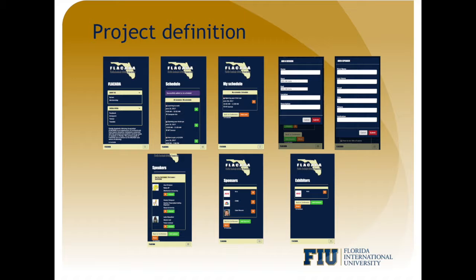What the FLACADA application did is a scheduling application where guests can view sponsors, speakers, sessions, exhibitors. They can also view FLACADA's About Us, social media, and any other outside links like the newsletter, jobs, getting involved with FLACADA. And then they were also able to create an account.